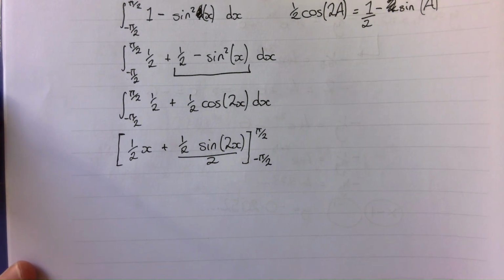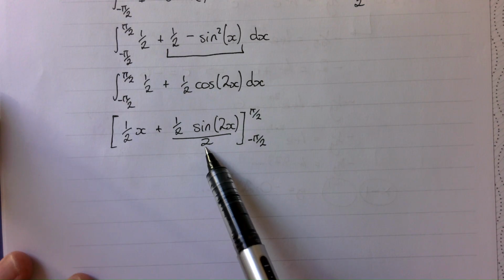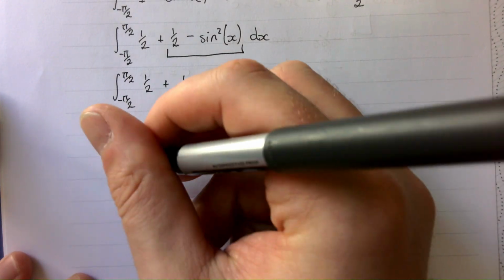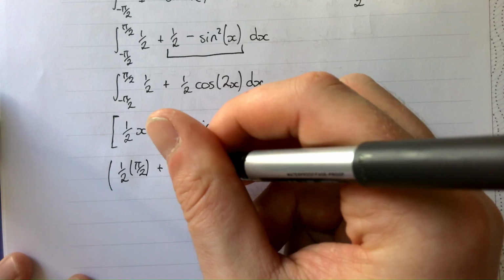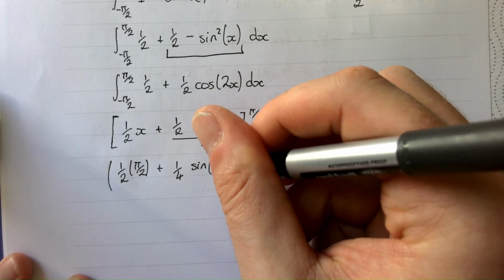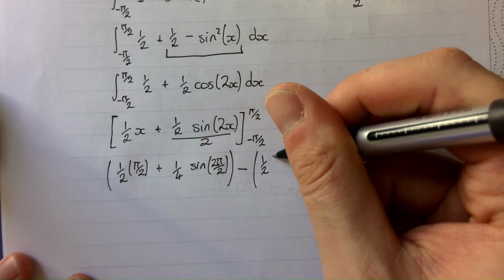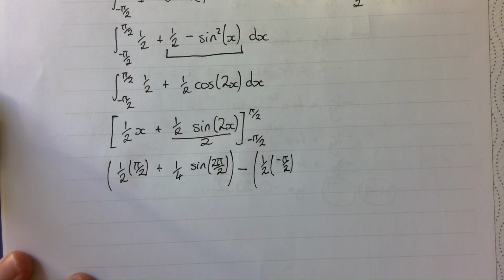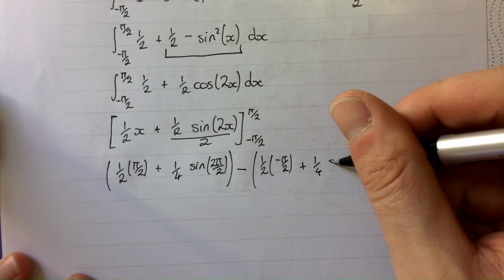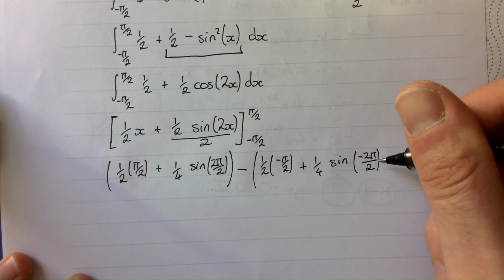And now we can substitute these in. I'm just going to rewrite it out without square brackets and with this divide by 2 simplified. So we're going to have half of pi over 2 plus 1/4 sine of 2 pi over 2, or just pi, all minus half of minus pi over 2 plus 1/4 sine of minus 2 pi over 2.